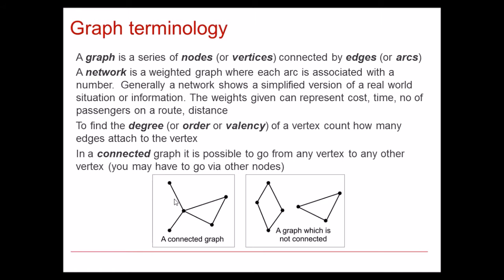To find the degree or order of valency of a vertex, we count how many edges attach to the vertex. So, for example, here, this node or vertex is of degree 1. This node is of degree or order 4, while this one here at the bottom is of degree, order or valency 2. In a connected graph, it is possible to go from any vertex to any other vertex, even if you have to go via other nodes. In a graph which is not connected, you can see that there is no arc linking this portion of the graph or subgraph to this other portion.